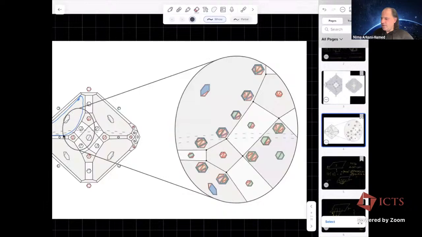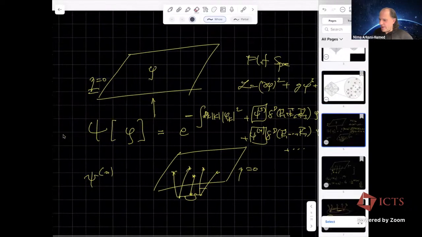Can you reshare your screen? Oh, I'll reshare my screen. Yes, I certainly can. Just one second. Can you see the screen? Yes. Okay, great. All right.